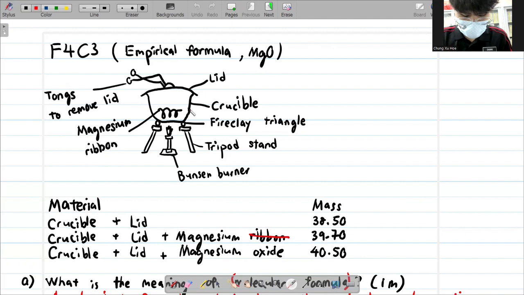So what happened is that we are burning the magnesium ribbon inside, and while we are burning it, we are opening the lid at intervals. That means we open and close, open and close, like this. And the reason we open and close them is to allow oxygen gas to go inside and react with the magnesium ribbon. Understand? So obviously our chemical equation for the reaction is magnesium and oxygen reacting together, right?